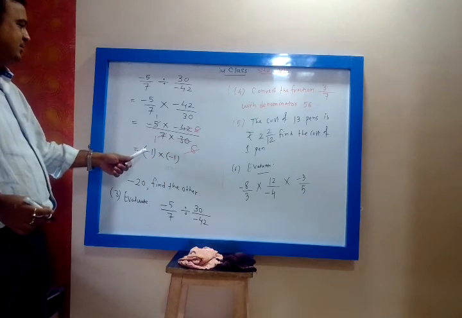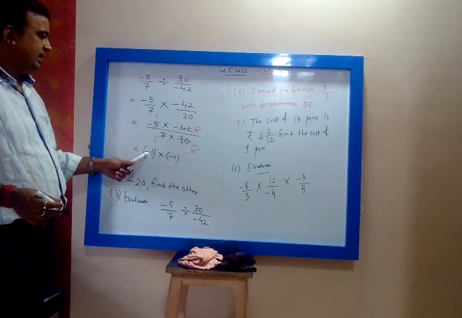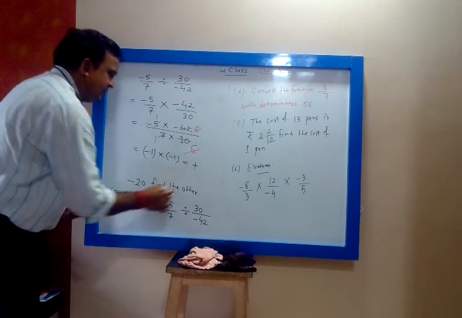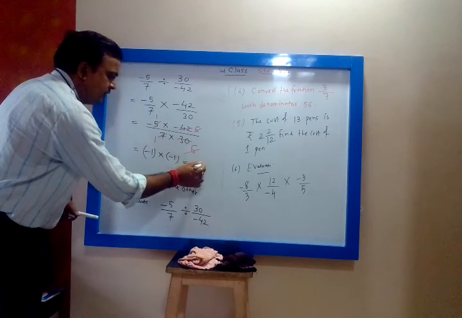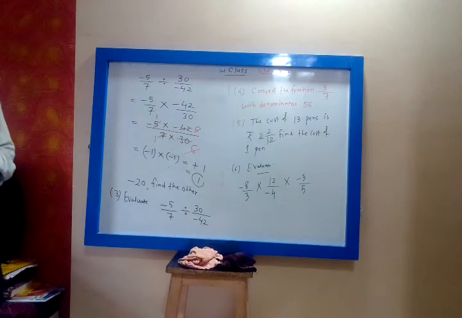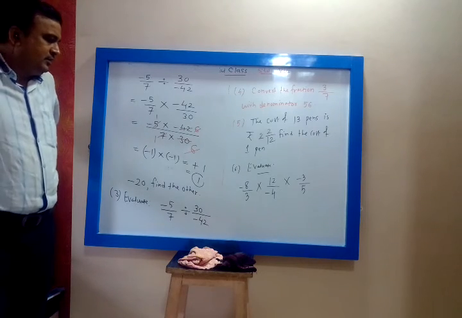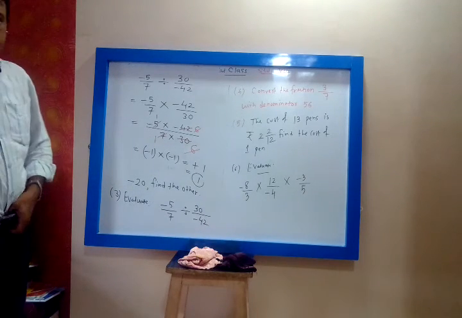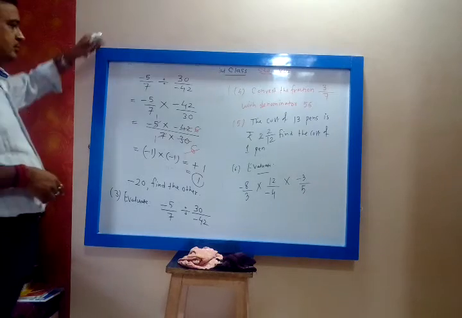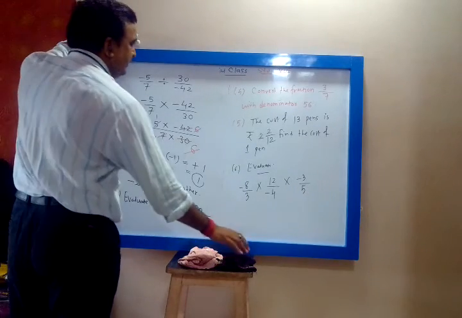What is multiplication of minus minus? Minus minus become plus. Then 1 into 1 is 1. So plus 1 means the answer is 1. Plus 1 is the same as 1, okay?